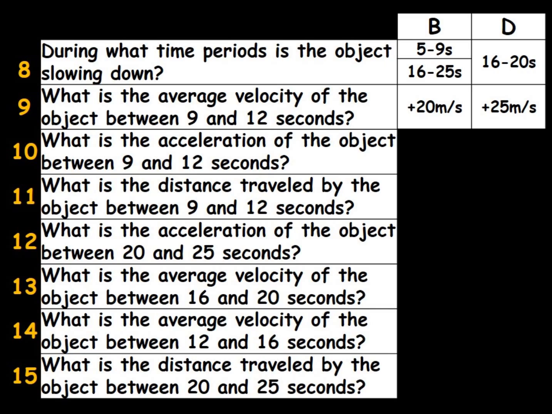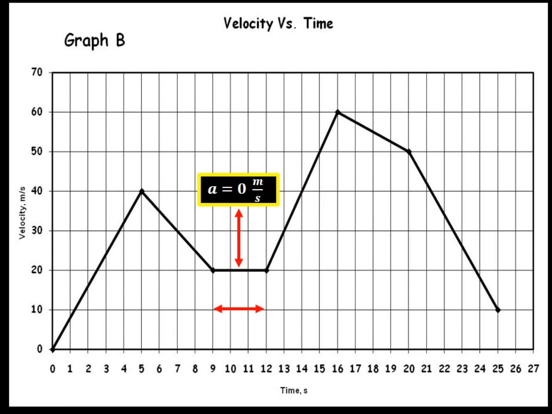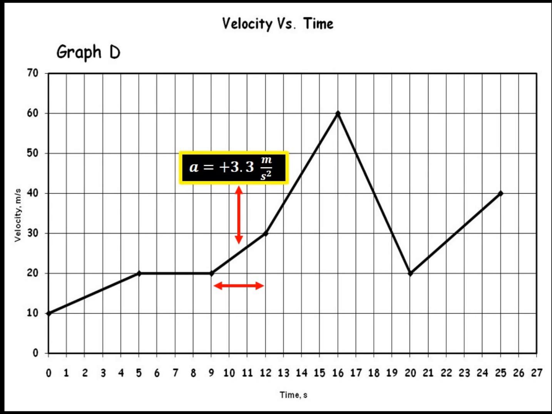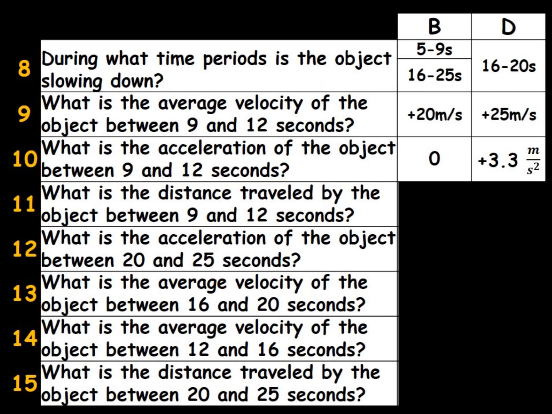What is the acceleration between 9 and 12 seconds? And that's going to be the next one. And then we see that the slope is 0 for graph B between 9 and 12 seconds. And then for graph D between 9 and 12, it's going to be a plus 3.3 meters per second squared. We're moving much more quickly. I think I said that it was more complicated, but it's actually very similar.